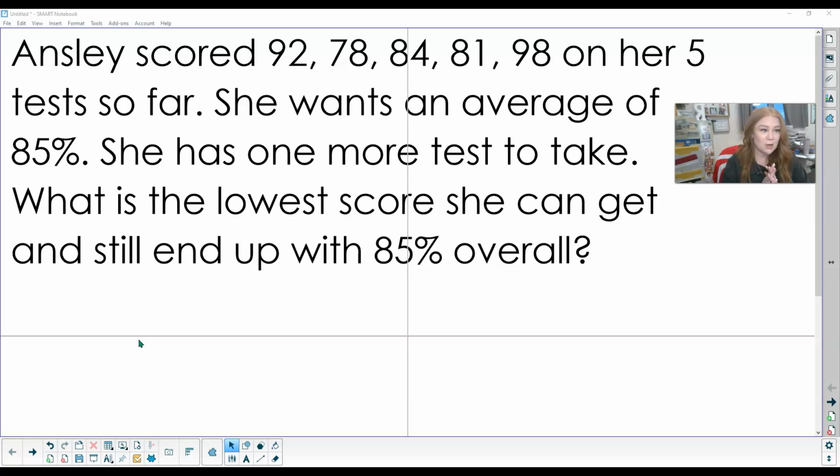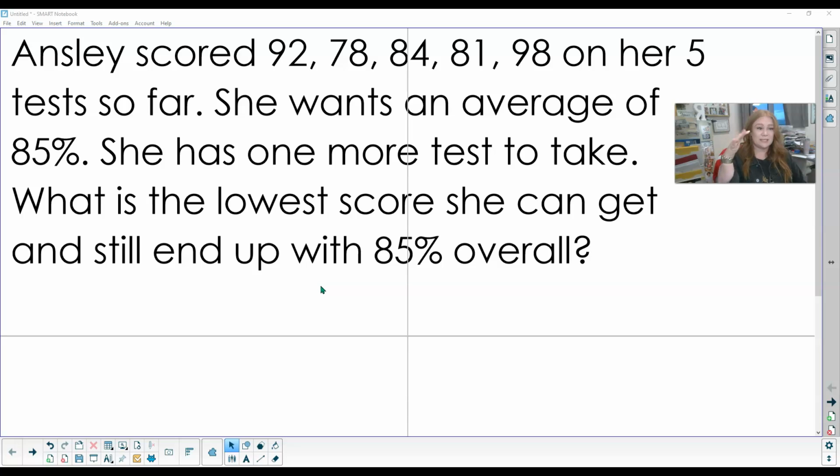Okay, for our module 14 and 15 RACE response, we are going to work on using our averages and our means to find out what score you would need to get on a test to get a certain percentage overall. So Ainsley has scored 92, 78, 84, 81, and 98 on her 5 tests so far. She wants an average of 85. She has one more test to take. What is the lowest score she can get and still end up with 85% overall?